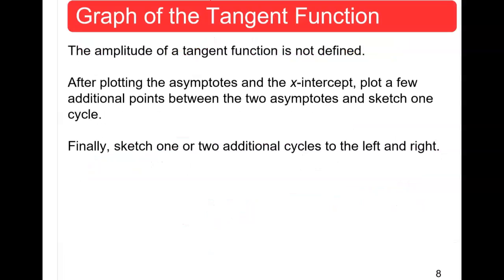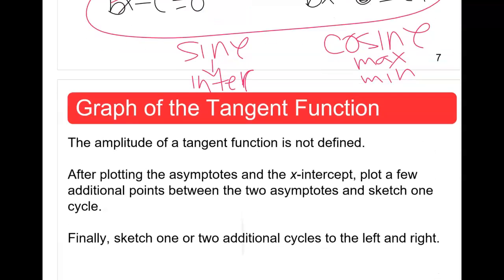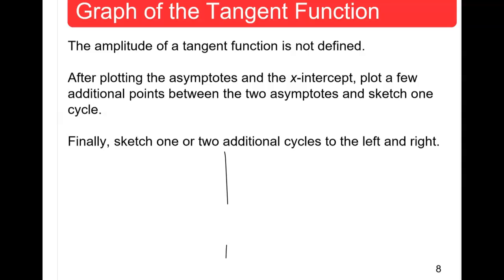The amplitude of the tangent function is not defined. And what we're going to do, after plotting the asymptotes and the x-intercepts, is look up some other values. You could use your calculator. That's perfectly fine with me, to plot a few additional points between the two asymptotes and sketch one cycle. So one cycle will be what we graph between, something with a period of pi.